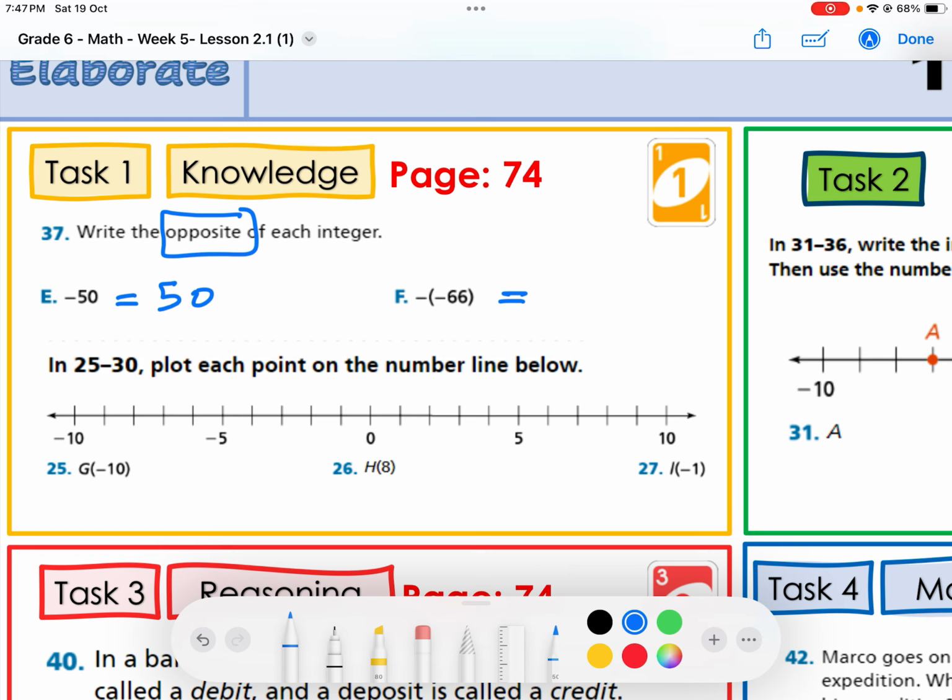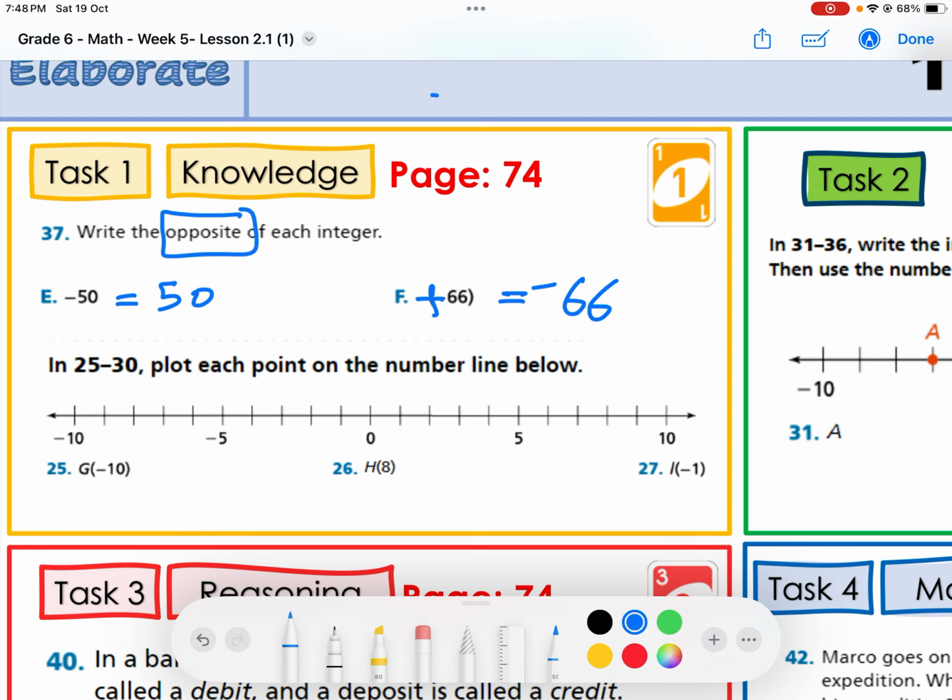So we all know the negative of a negative, when we have two negatives together, they will unite and become positive. Okay? So first you evaluate it and then you take its opposite. So now what's the opposite of positive 66? That will be negative 66.